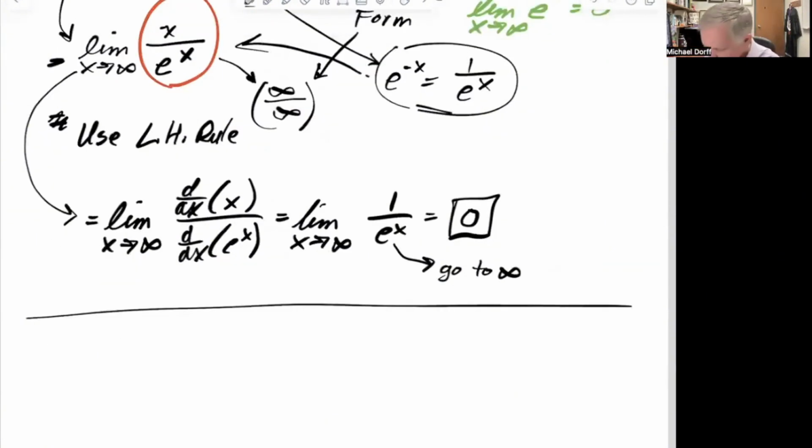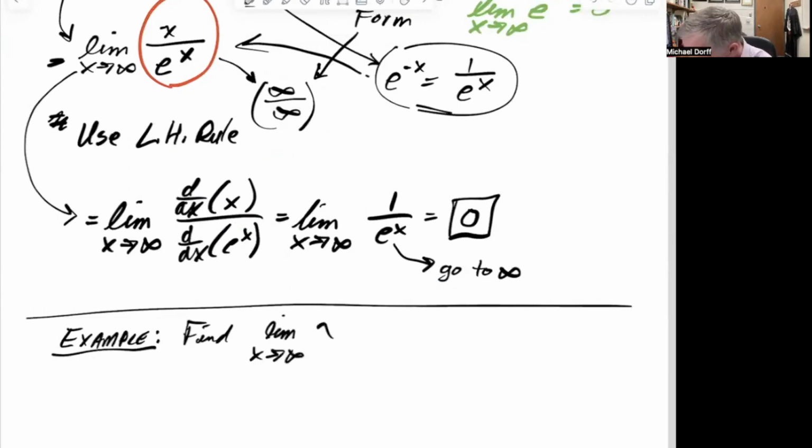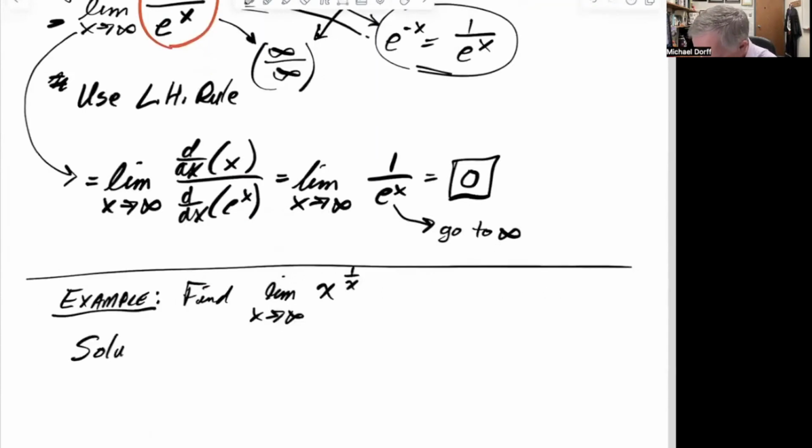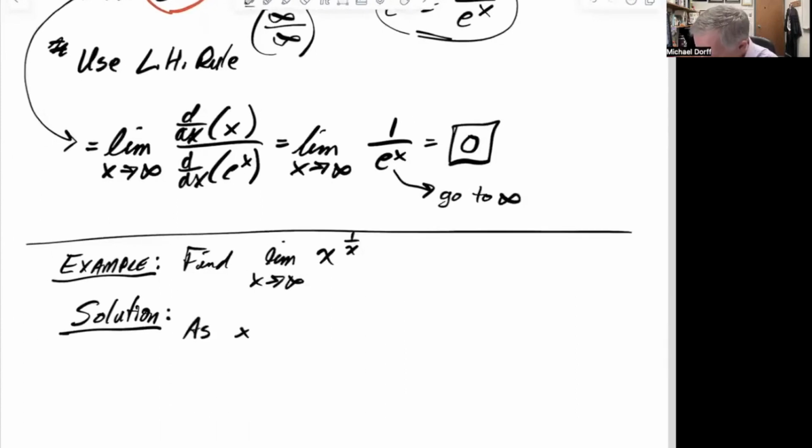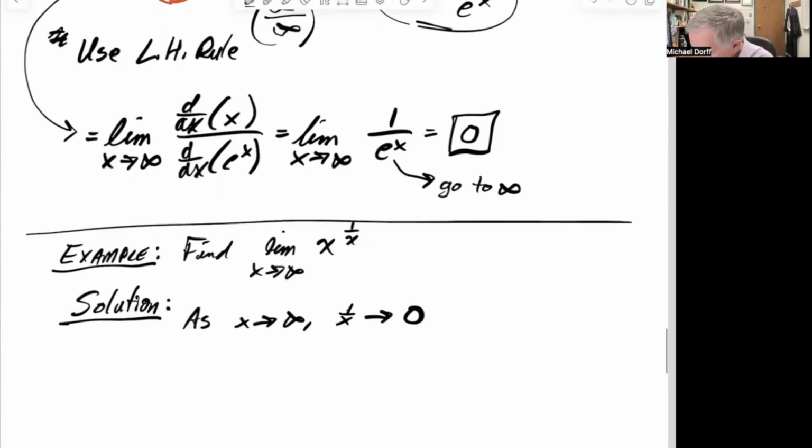All right, let's look at another example here. In this example, we're going to find the limit as x goes to infinity of x to the 1 over x. Now if we do a direct substitution, we know that as x goes to infinity, 1 over x is going to go to 0, because you have a fixed number, a 1 in the numerator, and an x in the denominator, and x is getting really, really large. So 1 over a really, really large number is going to 0. So this is going to have the indeterminate form of infinity to the 0 power.